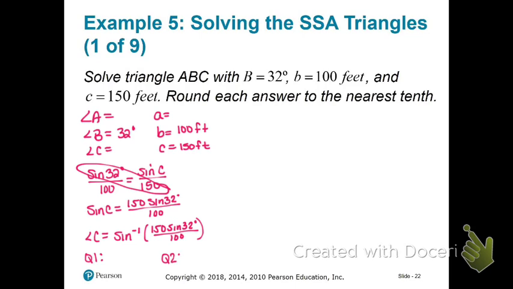Is that only when you use the inverse? Mm-hmm. All right, so our calculator gives us quadrant 1, which is, what was that again? 52.6 degrees, right? So how do I find that quadrant 2 angle? 180 minus that, which is?